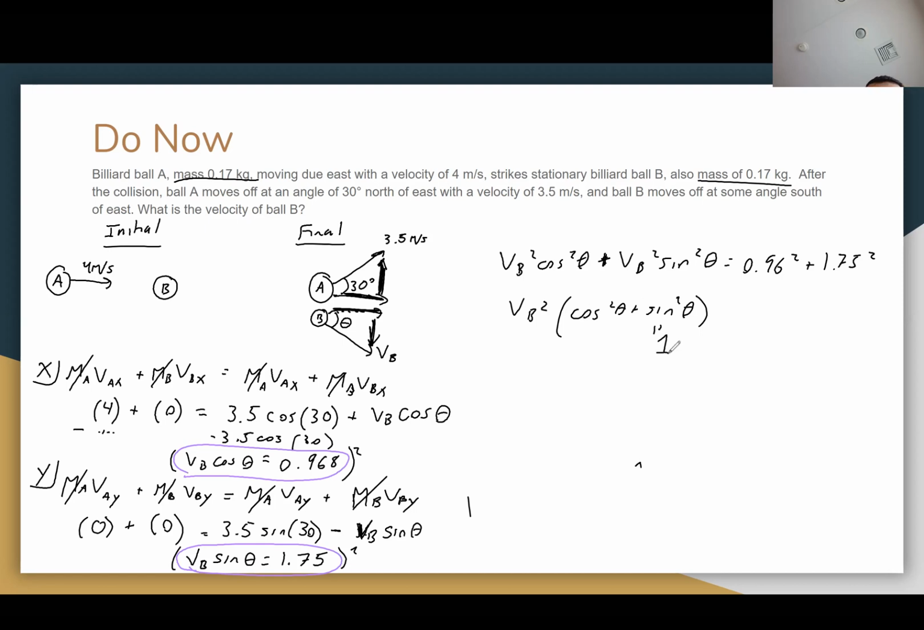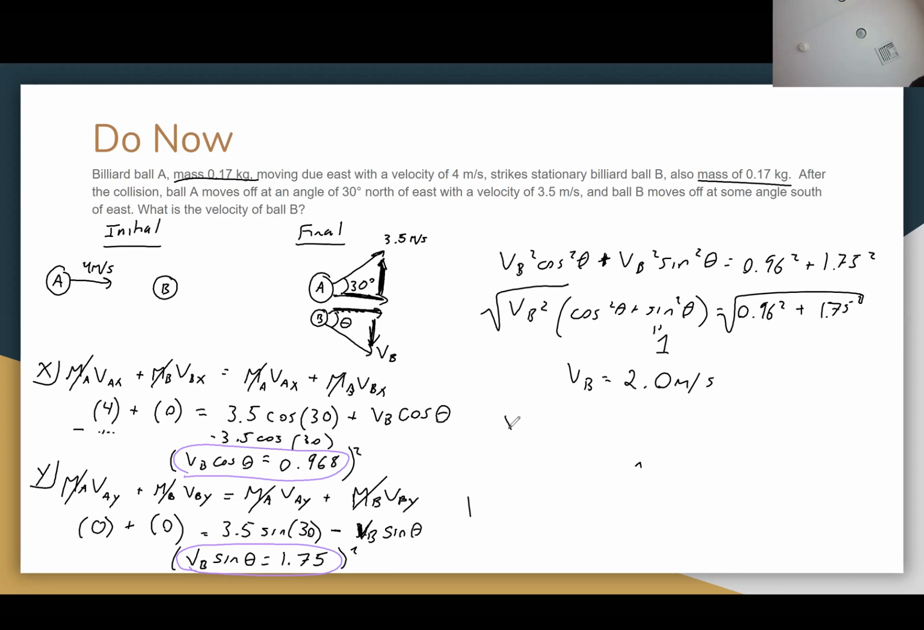And multiplying something by 1 doesn't change the result. And that is going to be equal to 0.96 squared plus 1.75 squared. We take the square root of both sides, and we get that VB is equal to 2.0 meters per second. And now we can use this to determine the angle.